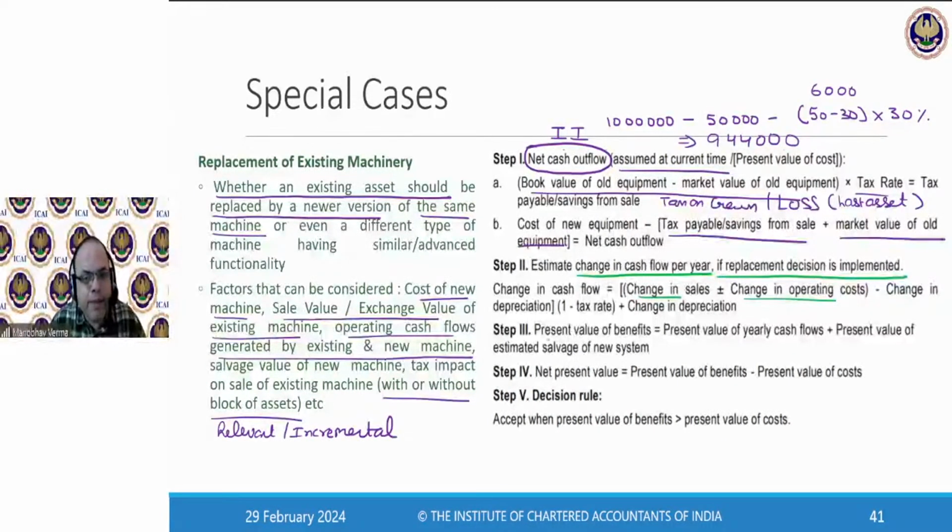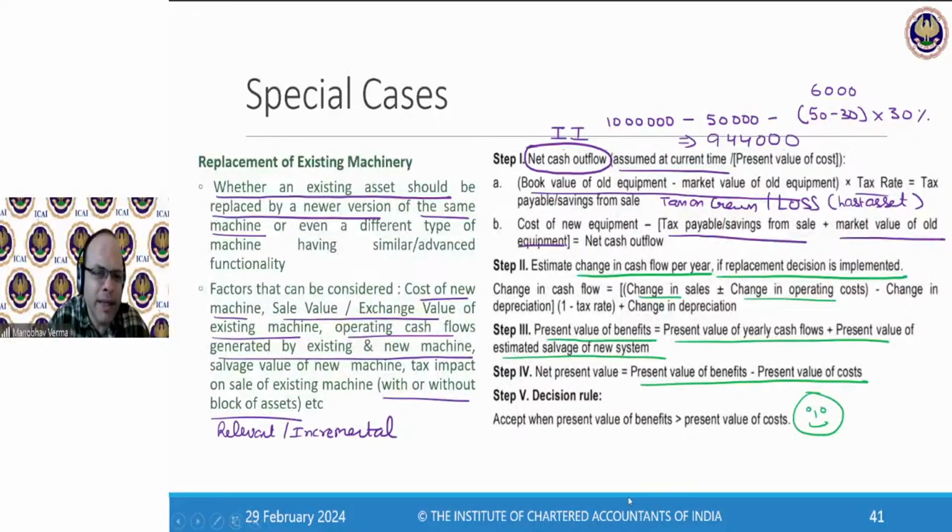And then step three is the present value. Present value of the yearly cash flows, present value of the estimated salvage of the new machine at the end of the project. And then the net present value will be the difference between the two. So of course, if your benefits are more than the cost, you are happy here. You can replace it, else you can reject it, guys. I think pretty much basic steps as you already do for a capital budgeting NPV method. It's just that here the focus is on change. What has changed, right? We're talking about only what has changed, right?